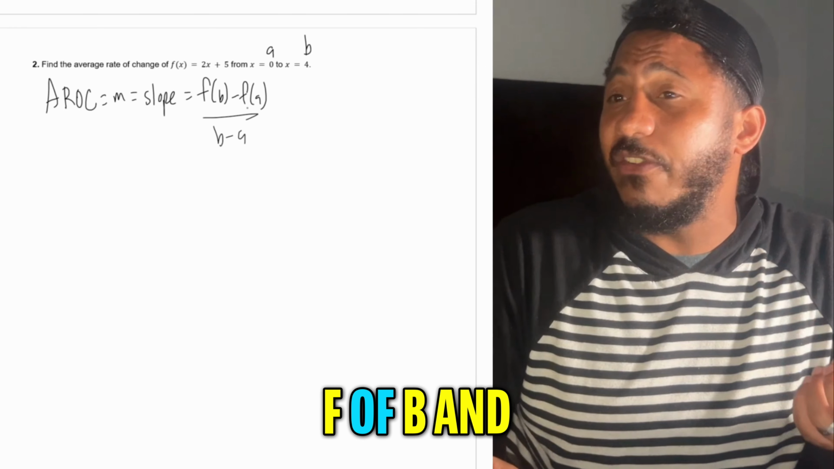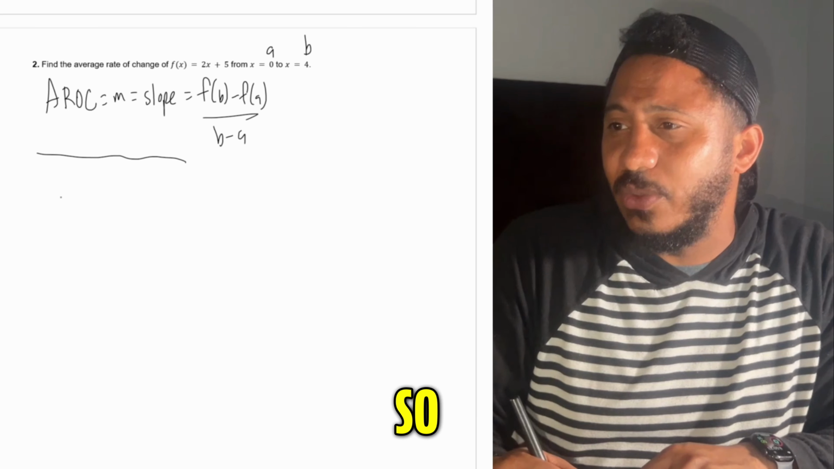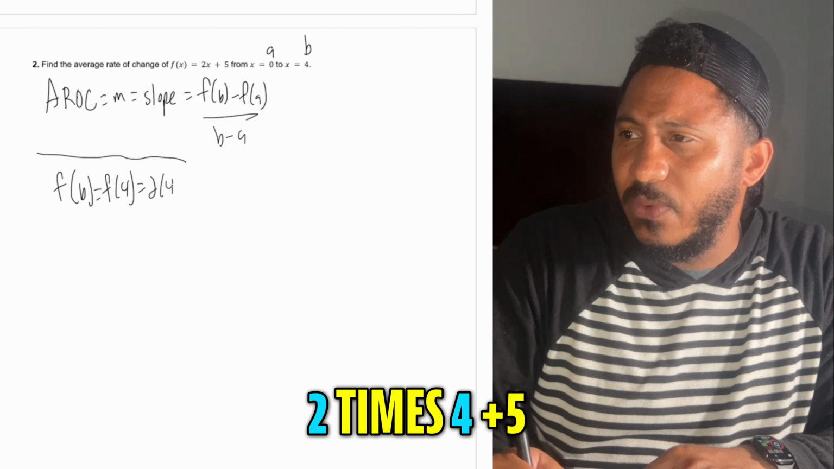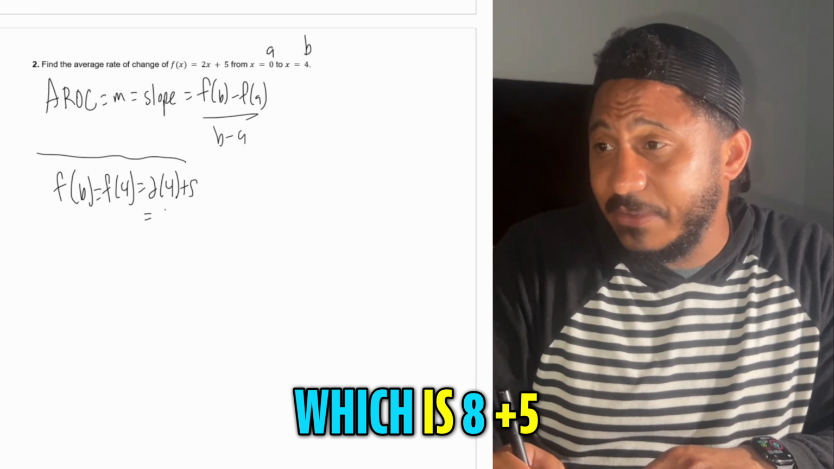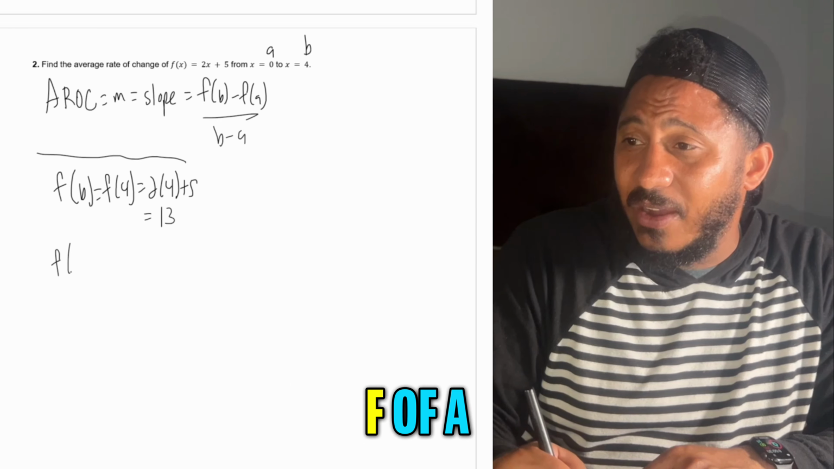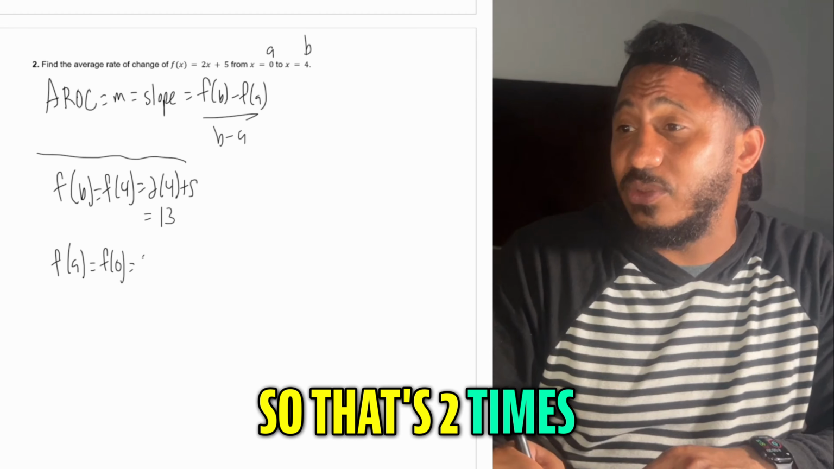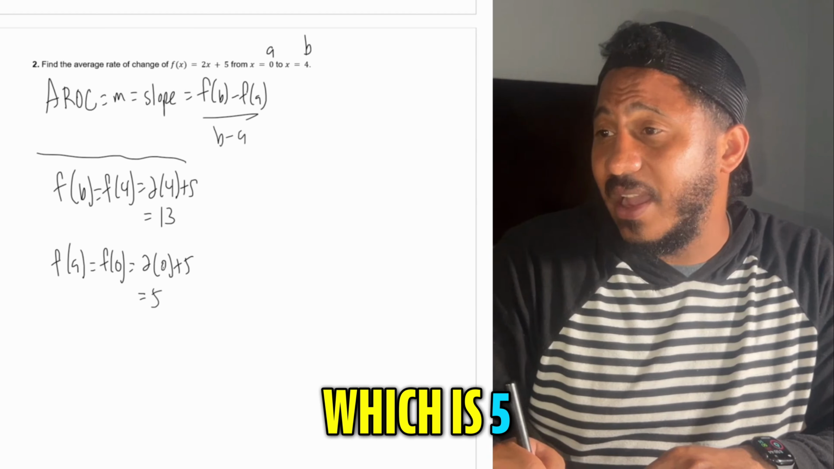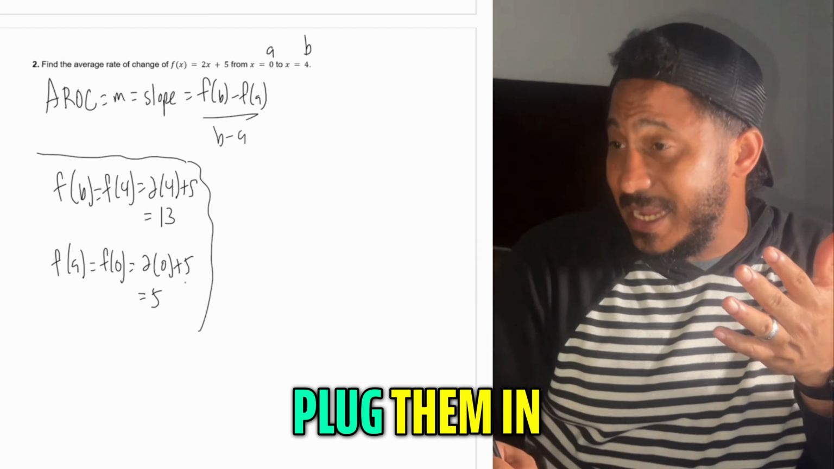Well, we need to find f of b and f of a as well. So let's find it, okay? Just plug those into the f function. So f of b, in this case, would be f of 4. That would be 2 times 4 plus 5, which is 8 plus 5, so 13, all right? F of a, in this case, would be f of 0, okay? So that's 2 times 0 plus 5, that's 0 plus 5, which is 5, all right? So we got f of b, f of a, we got b, we got a, plug them in, all right?